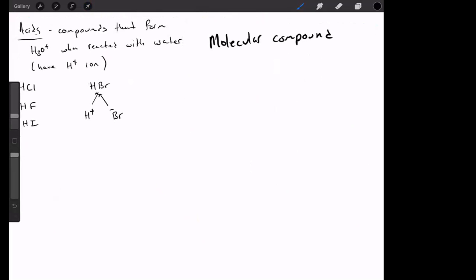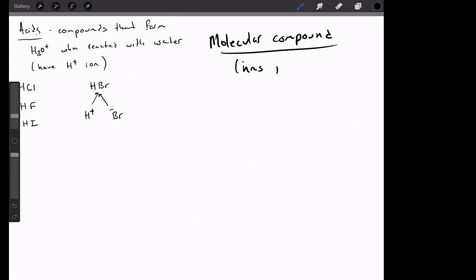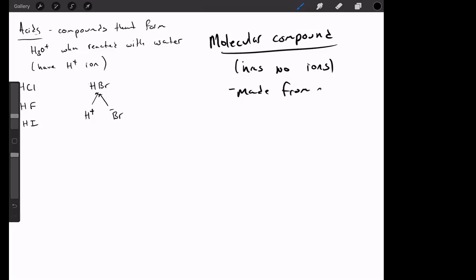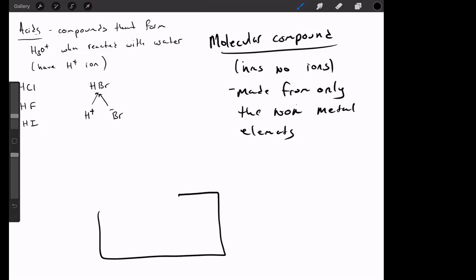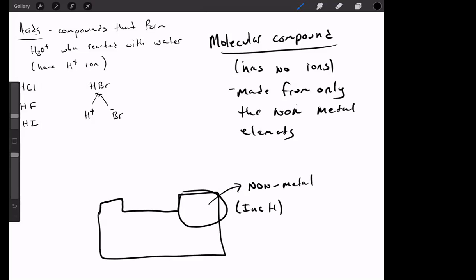A molecular compound, first of all, has no ions in it. And you can tell that it's a molecular compound because it's made from only the non-metal elements. If you think about a periodic table, remember that the non-metal elements are right here. If it's a compound that is made from atoms that are only in this part of the periodic table, and this does include hydrogen, then it's a molecular compound.